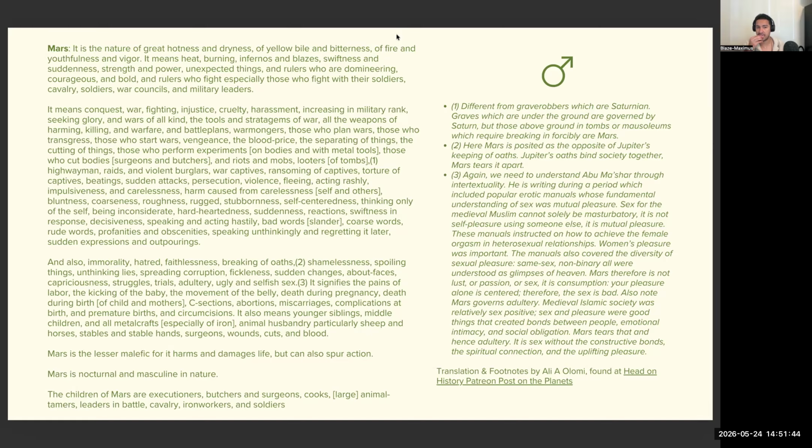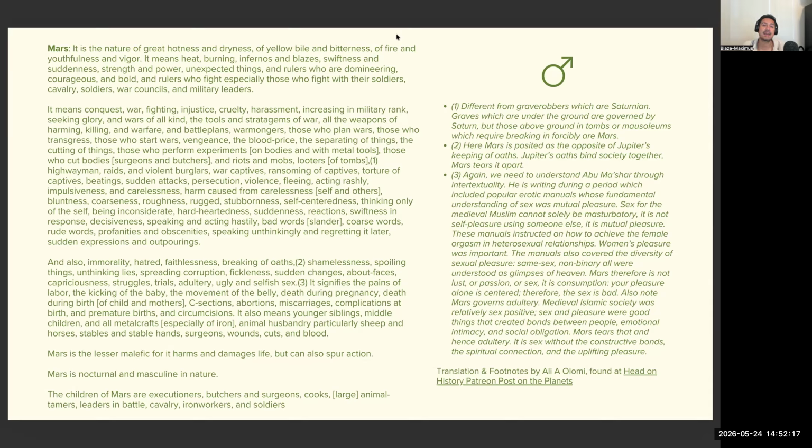But it also represents cavalry, the soldiers themselves, war councils, and military leaders. And Mars itself means all conquest, war, fighting, injustice. So notice how Jupiter is justice and Mars is injustice. And Saturn is oppression while Jupiter is liberation. That there is cruelty. It represents harassment. It represents increasing in military rank, especially under Scorpio, which is very much used for increasing in rank for generals.